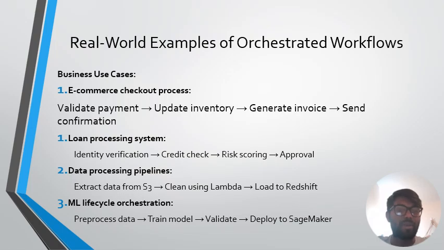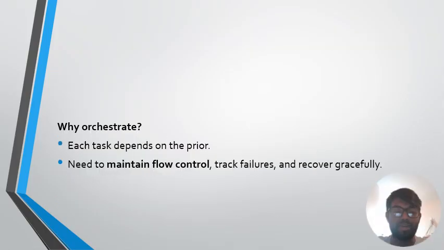Data processing pipelines: extract data from S3. S3 is a data storage service. Clean it using Lambda and load it to Redshift. ML, machine learning lifecycle orchestration: pre-process data, train the model, validate and deploy to SageMaker. Why orchestrate? Each task depends on the prior one, and we need to maintain flow, control, track failures, and recover gracefully.